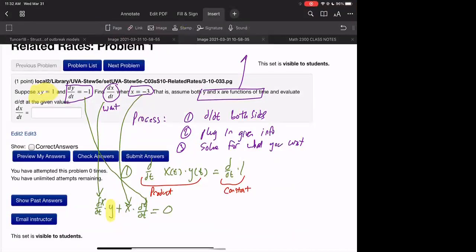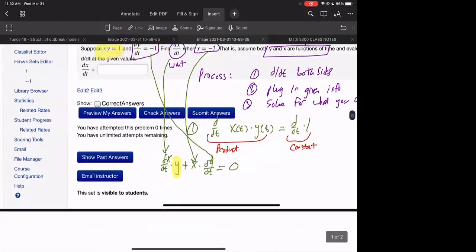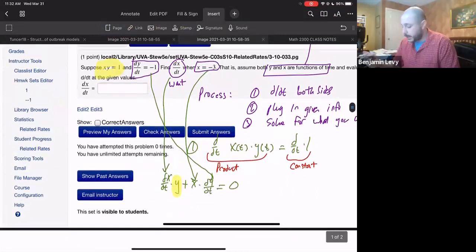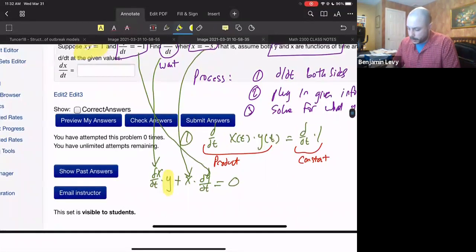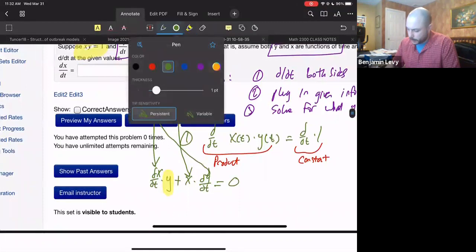Can you use the part where it says x times y equals 1? Yeah, right. So we know x times y equals 1, and we know x is -3. And so that's how we can figure out what y is, right? Very good. Let me switch on another color here.